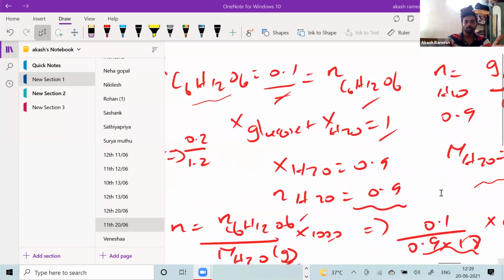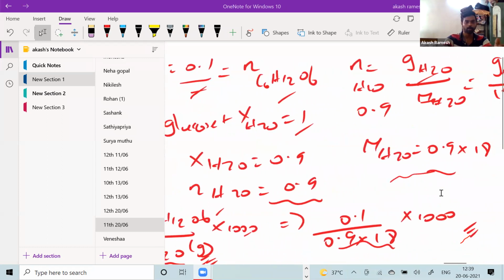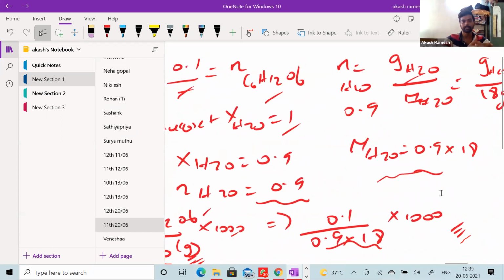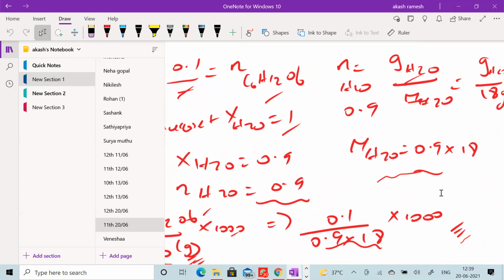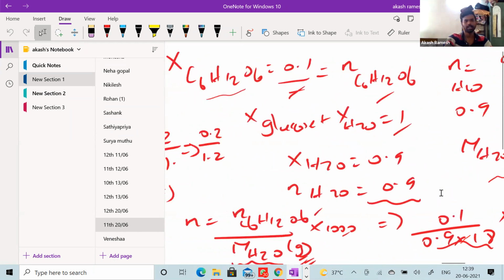Is there anyone who does not understand whatever I'm saying, or I'm going so fast? Is there any problem like that? Sir, I can't understand. I don't get the mole fraction definition, sir. Okay, mole fraction definition. Now very simple, right?